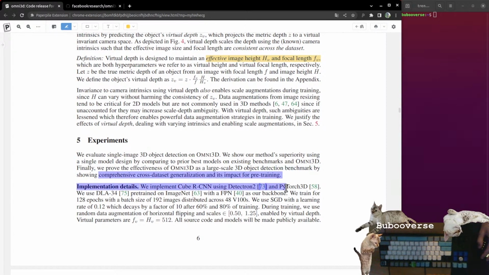Yeah, again, this data set is great for generalization, and that's kind of what they're going to show, how it's great for generalizing, and also anything that's good at generalizing is useful for pre-training. Detectron 2 is Facebook's 2D detection toolkit, which you can find on GitHub.